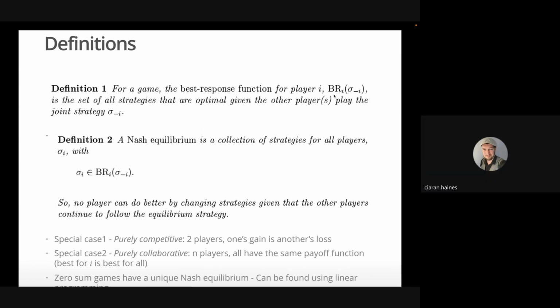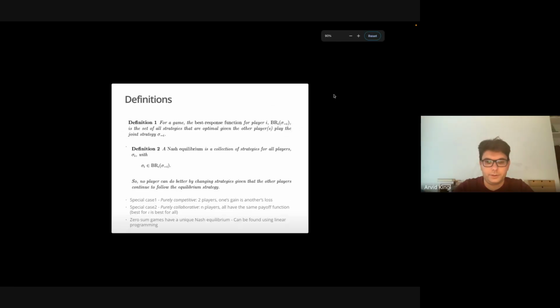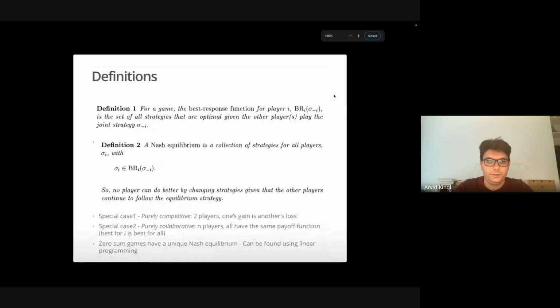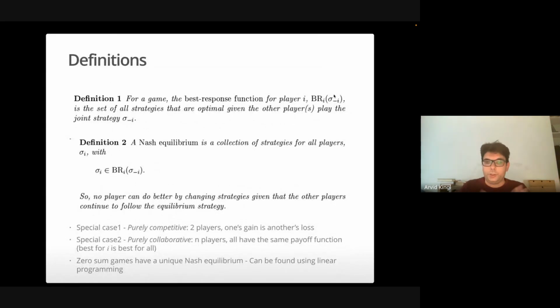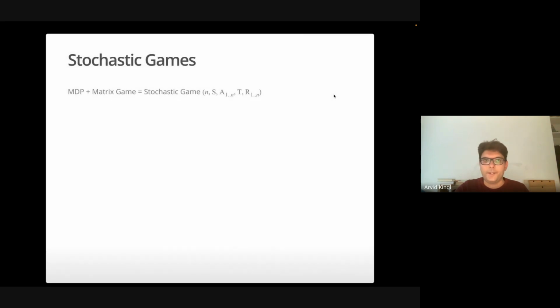Generally, once you have this matrix given, you can find the Nash equilibrium in zero-sum games by using linear programming. It can become problematic for large matrices, of course.